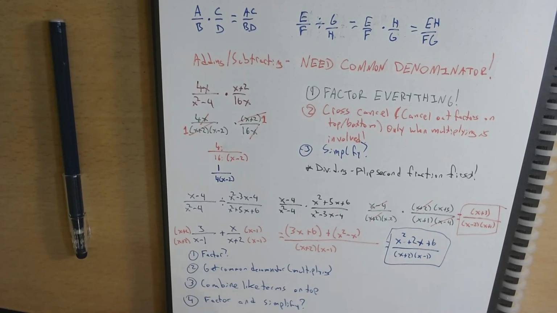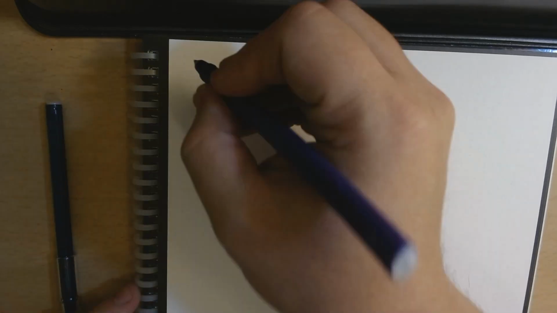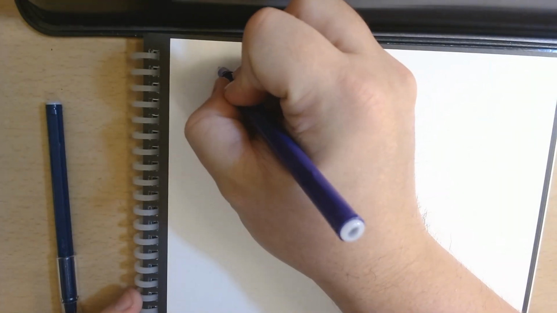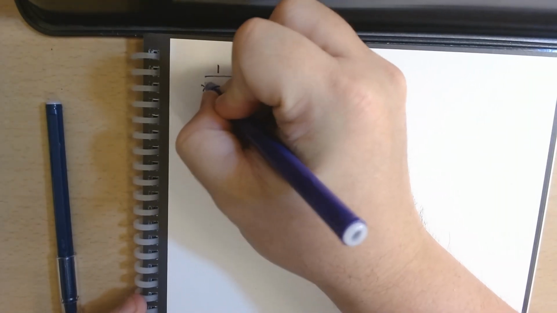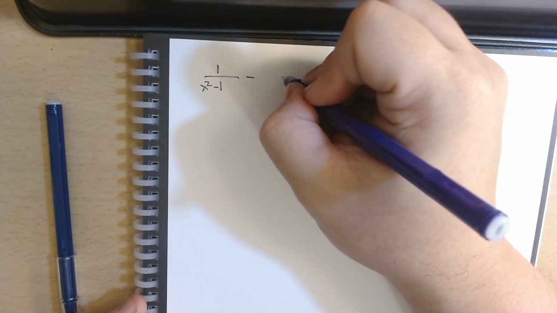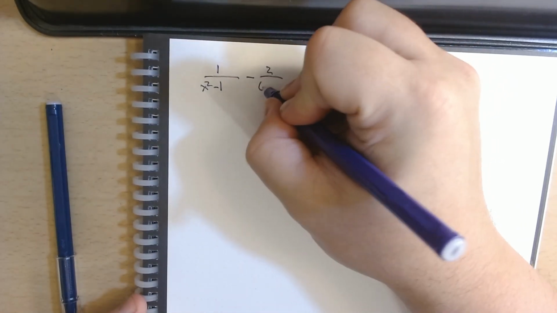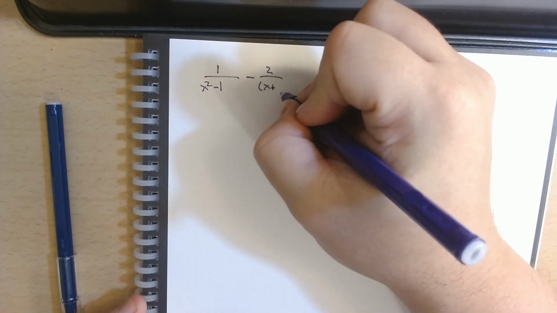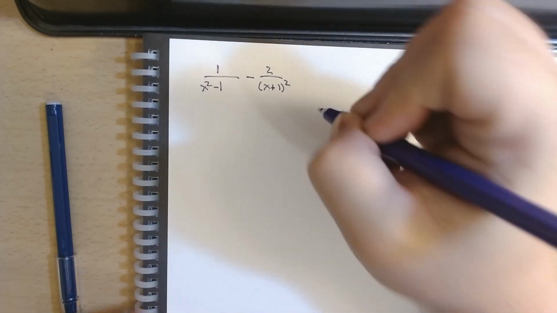So let's do one that's a little bit more involved, where you have to actually factor. On that one we didn't have to do any factoring really at all. On this next one, we will. So 1 over x squared minus 1 minus 2 over x plus 1 squared.